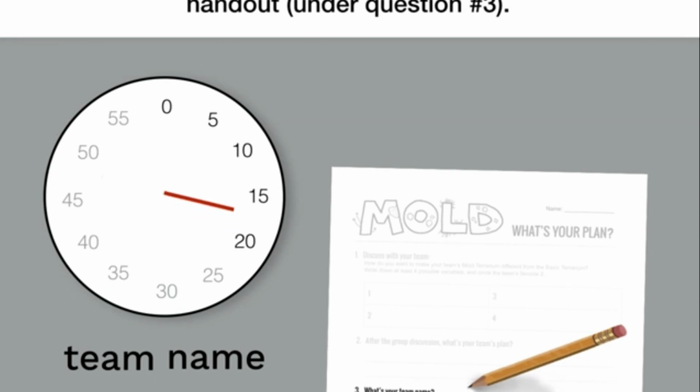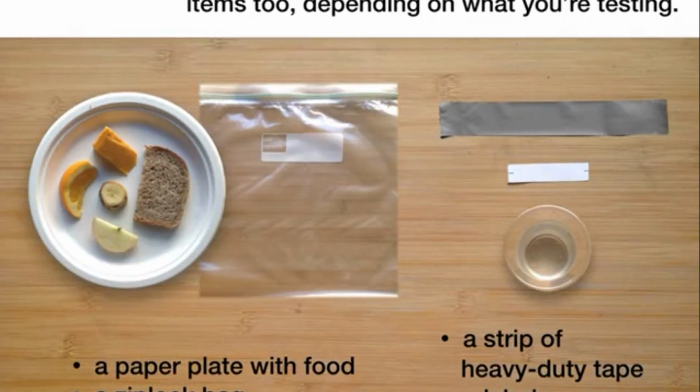If you come up with a team name, we'll post it online and we'll keep track by team of what our results are and what we see over the course of the next couple of weeks. And that will include posting photos that we'll put online so everyone can see what a terrarium looks like. Get your supplies. Your team may need other items too, depending on what you're testing.